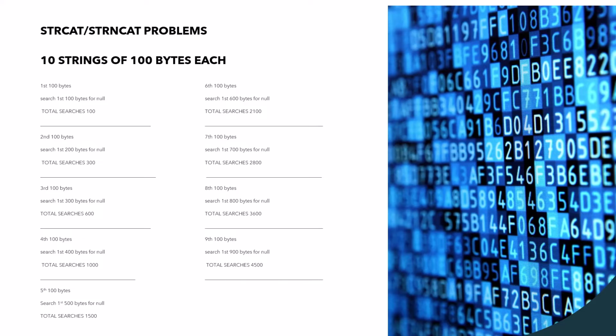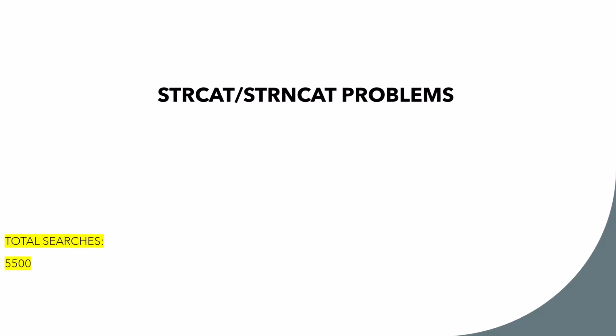By the time we reach the 10th 100 bytes, or the last 100 bytes that need to be joined, we will need to look through, first of all, 1000 bytes for the null character. The total number of searches would now be 5500. And I've just put a visual here just to make it clear to you.